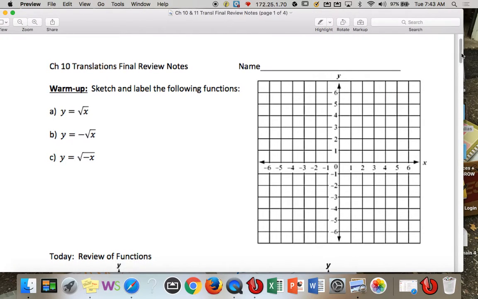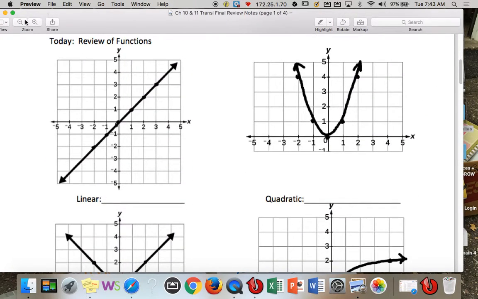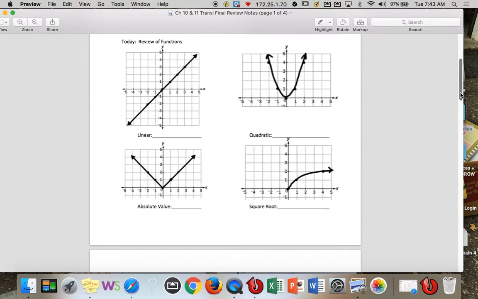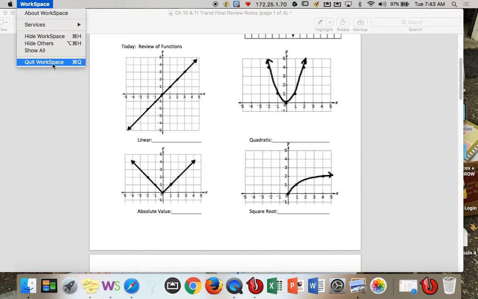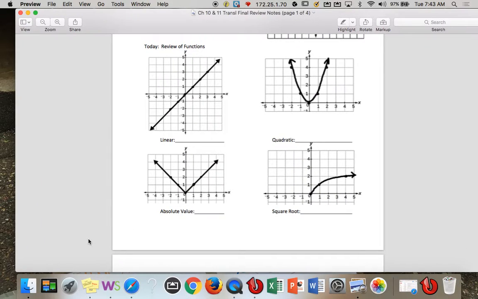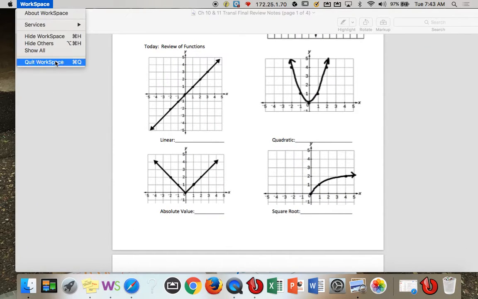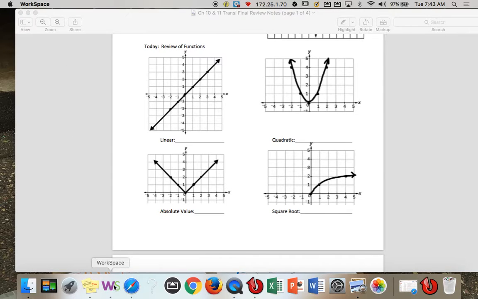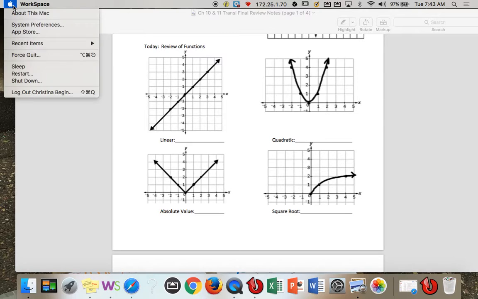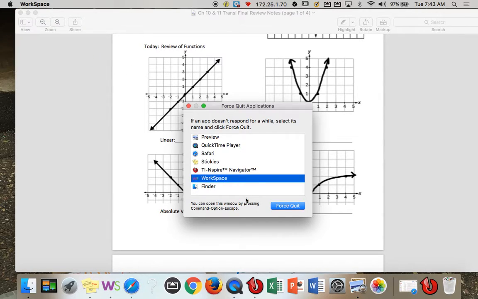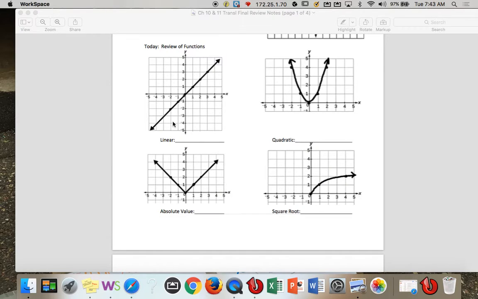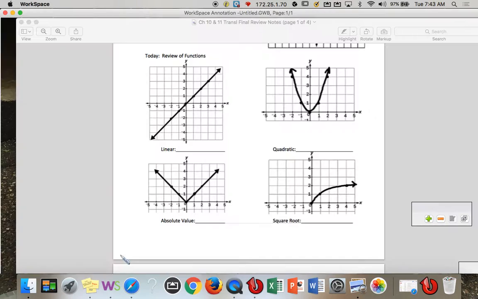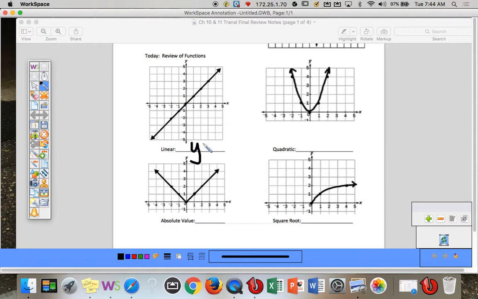Okay, let's go to review of different functions that we've looked at this year. I'm going to make this a little bit smaller so we can see all 4 of them. So the first one is a straight line, so this is a linear function. If it's linear, we have the equation y equals mx plus b. Here's the parent function. This is just y equals x.